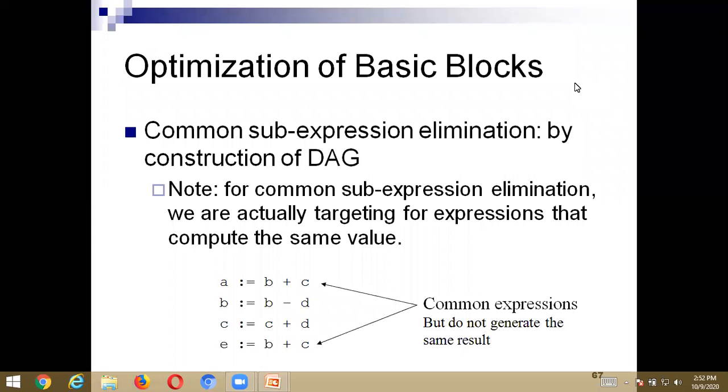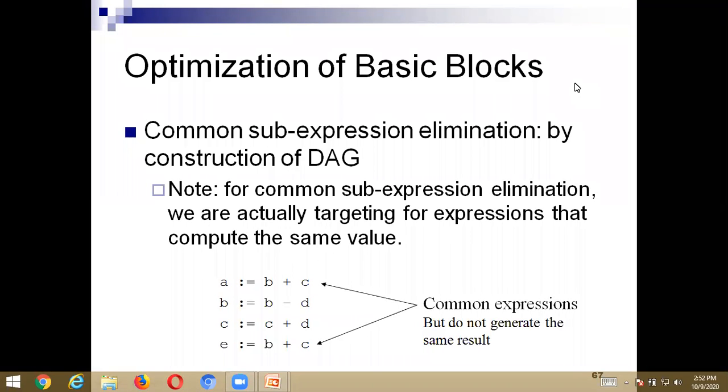See here we have an example: a is equal to b plus c, b is equal to b minus d, c is equal to c plus d, e is equal to b plus c. These are the three address statements. We have common expressions at a is equal to b plus c and at e is equal to b plus c, because both a and e compute b and c with the same operator plus. So we need to eliminate that.